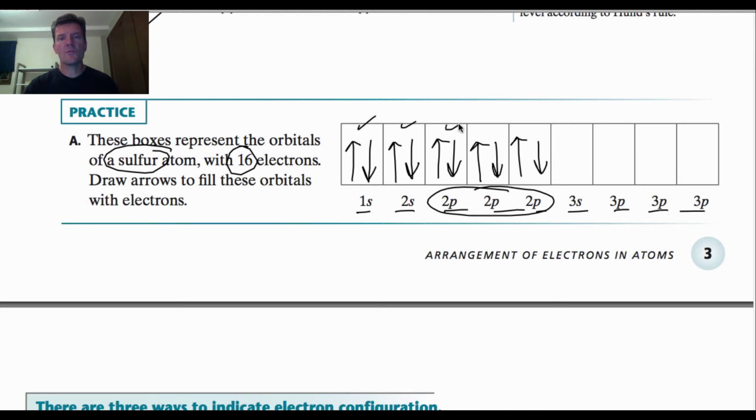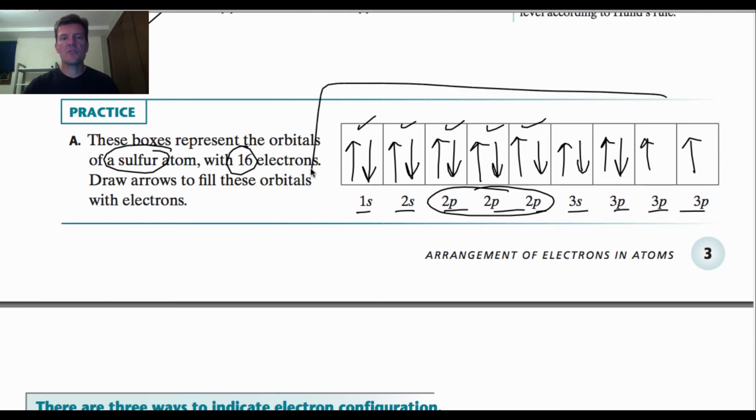2, 4, 6, 8, 10. We have 10 electrons. We need 16. So here, 3s, there's 11, 12. All of these 3p's are at the same energy level. So there's 12, 13, 14, 15, and then go back and double up.